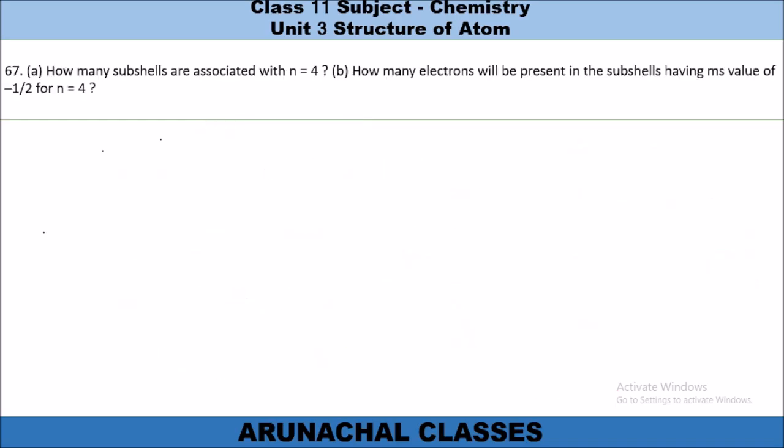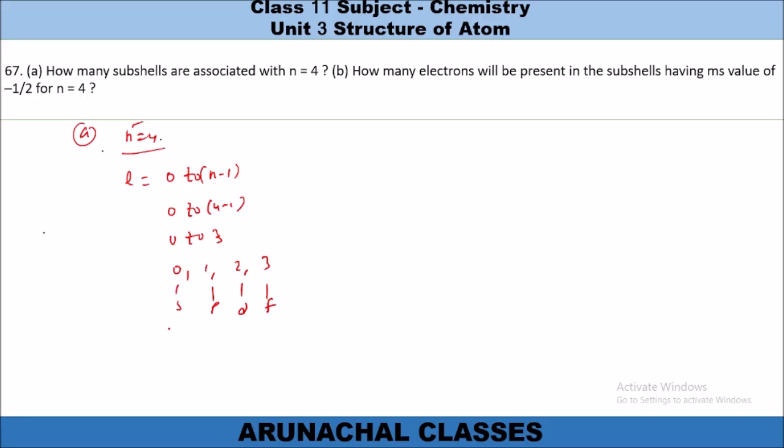Moving to question number 67. Here the question is A. How many subshells are associated with n equal to 4? The principal quantum number is given as 4. So how many subshells are there? The l value will be 0 to n minus 1, so 0 to 4 minus 1, that is 0 to 3: 0, 1, 2 and 3. That is s, p, d and f. So it will be 4s, 4p, 4d and 4f. These subshells are associated with the principal quantum number 4.